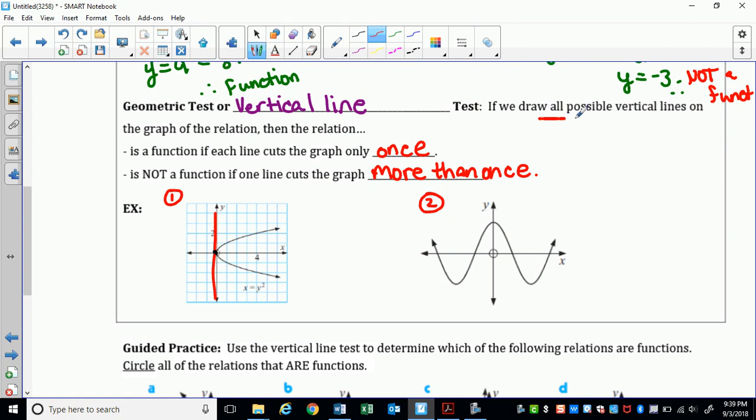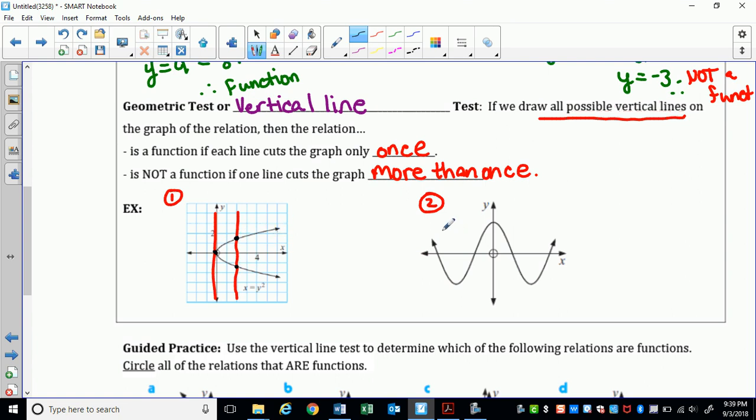So all possible vertical lines. Let's do it again. Let's try it right here at x equals 2. What happens? How many times does my vertical line touch my graph? So this equation, x equals y squared, it looks like it would touch it at 2 spots. So this in fact is not a function.